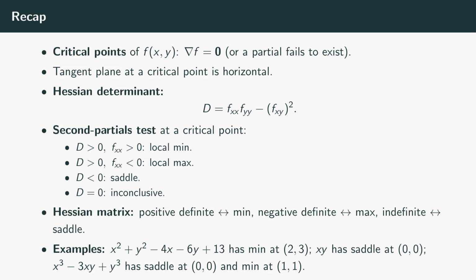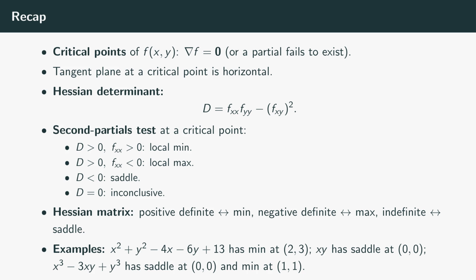The deeper view is in linear algebra. The test is a check on whether the Hessian matrix is positive definite, negative definite, or indefinite. We worked 3 examples: a shifted paraboloid with a single minimum at 2, 3, the function xy with the cleanest saddle at the origin, and the cubic x cubed minus 3xy plus y cubed with 2 critical points, a saddle at the origin and a local minimum at 1, 1.